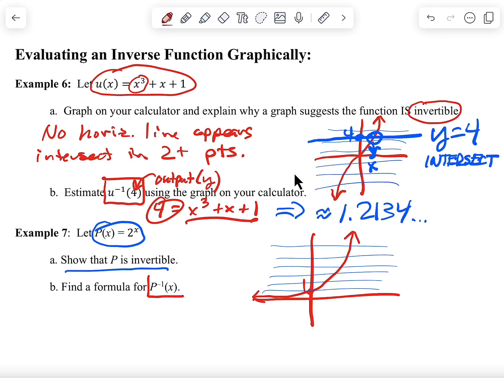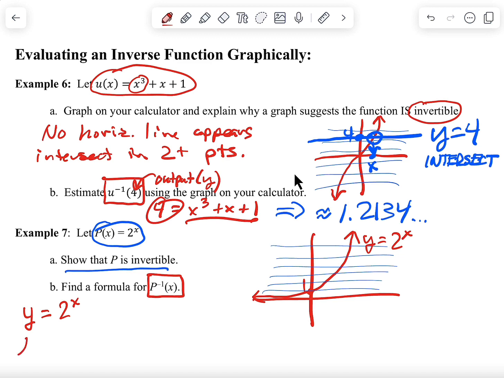Again, if you're finding the inverse function, you're solving for the other variable. And probably I would, instead of writing it as p of x equals, I would just call that y equals 2 to the x, since that's the way we probably graphed it. We probably graphed it as y equals 2 to the x. So I would write it like that, and then I would proceed to solve for x.